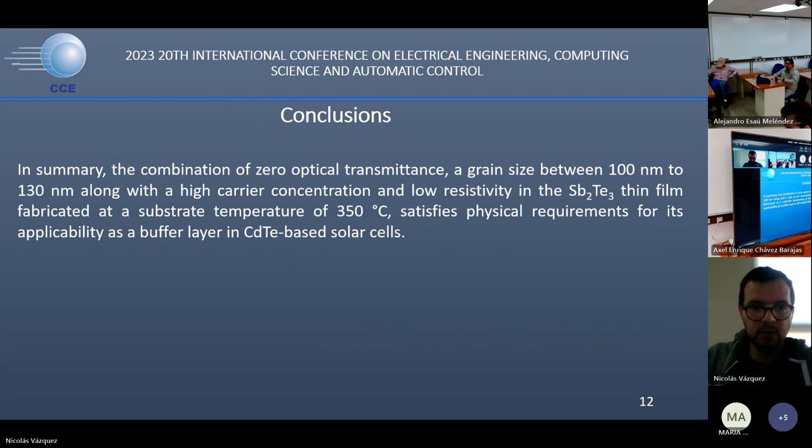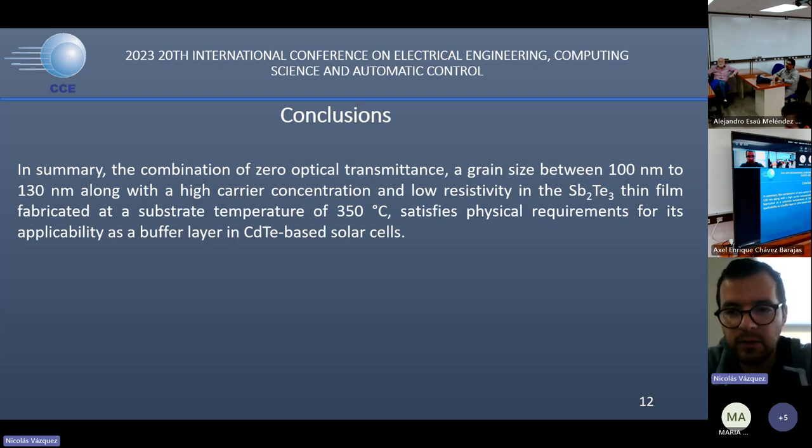Well, for the conclusions, we can say that the combination of a high optical absorption and a grain size between 100 and 130 nanometers, along with a high carrier concentration and a low resistivity in the antimony telluride thin films fabricated at a substrate temperature of 350 Celsius, satisfies the physical requirements for its applicability as a buffer layer in cadmium telluride-based solar cells.